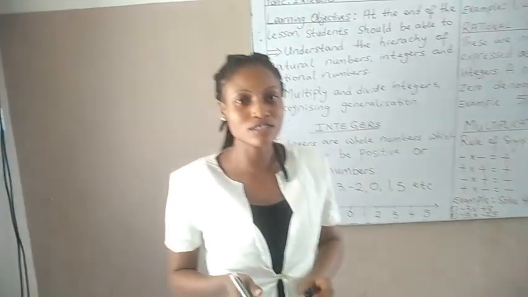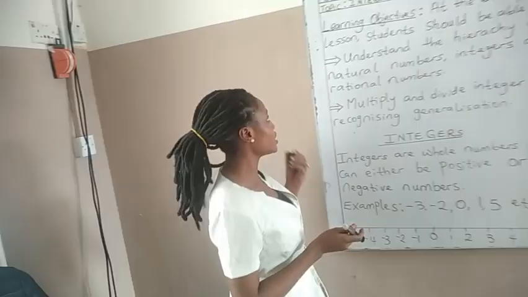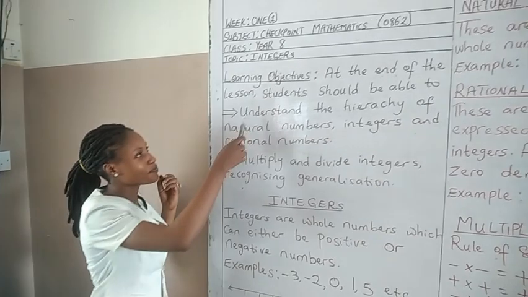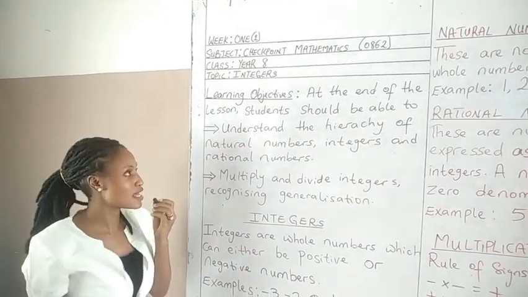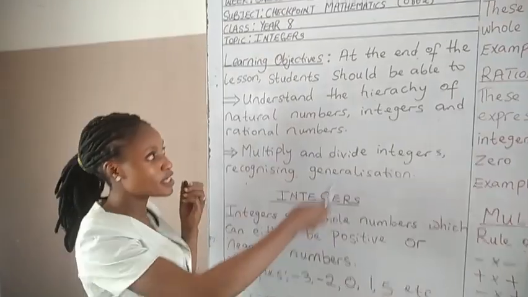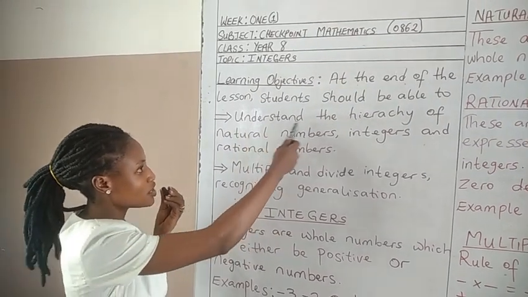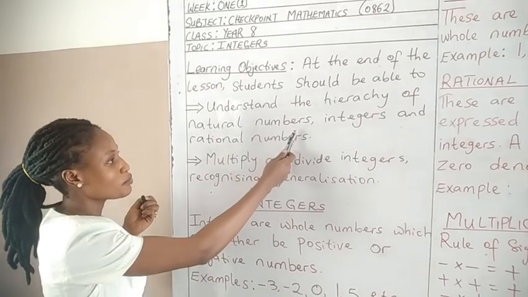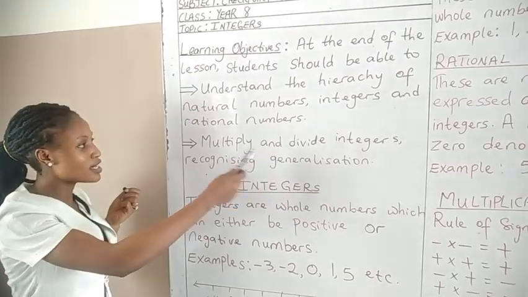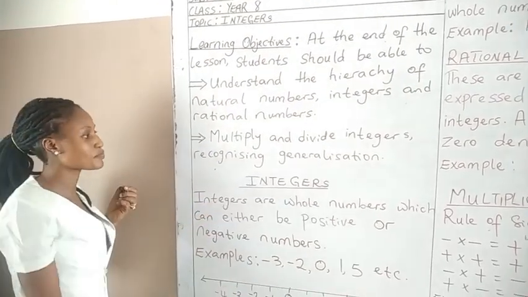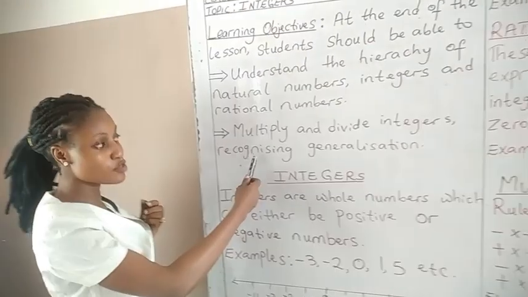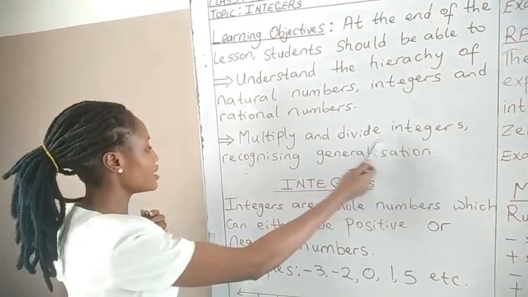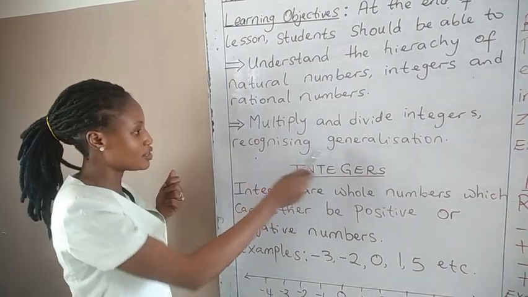I'm a year 8 mathematics teacher, and today our topic is integers. Here are the learning objectives expected of you at the end of this topic. At the end of the lesson, students should be able to understand the hierarchy of natural numbers, integers, and rational numbers. Secondly, you should be able to multiply and divide integers, recognizing generalization.